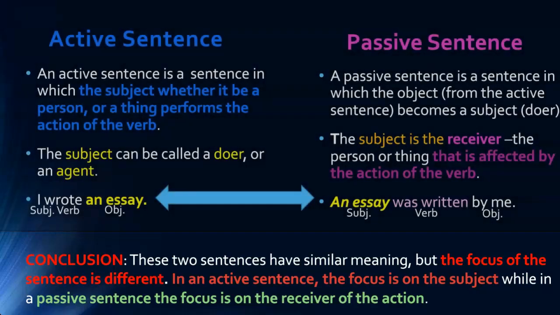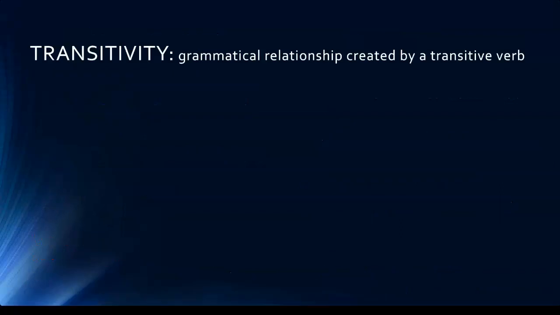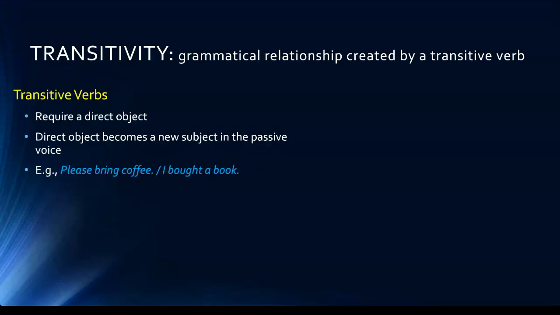Now, let's talk about one more important thing, and that's transitivity. Transitivity is a grammatical relationship created by a transitive verb. In English, we have something that we call transitive and intransitive verbs. Transitive verbs are those verbs that require or demand a direct object that has to follow them. So this direct object from the active sentence becomes a new subject in the passive voice.